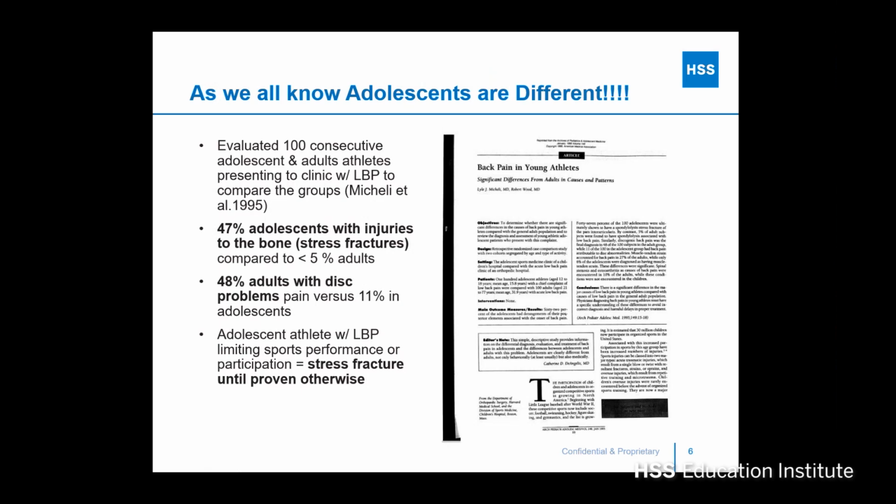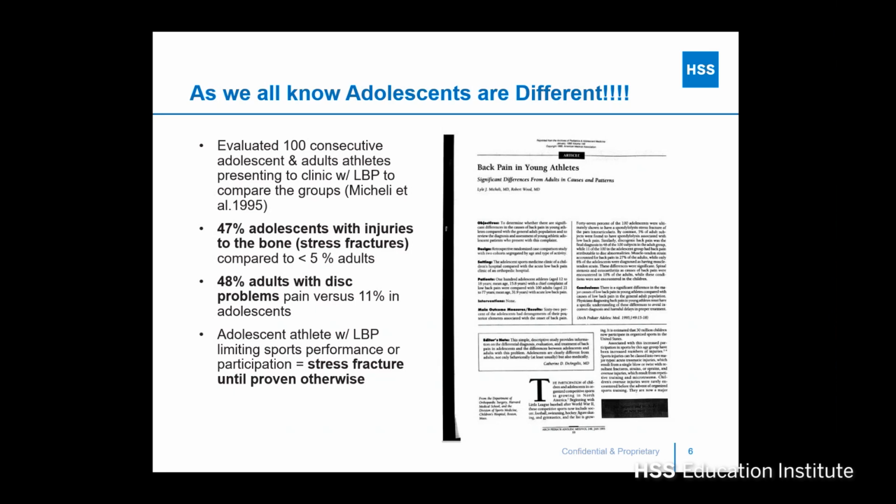As I have a 15-year-old and a daughter who's 20, I know adolescents are different, but it's proven through study. This is an old study, but they took basically 100 people who presented to a clinic with lower back pain, and they separated the adolescents and the adults, and they found that 47% of the adolescents with back pain were presenting with stress fractures, and 48% of the adults were presenting with disc problems. So that's basically how it breaks down.